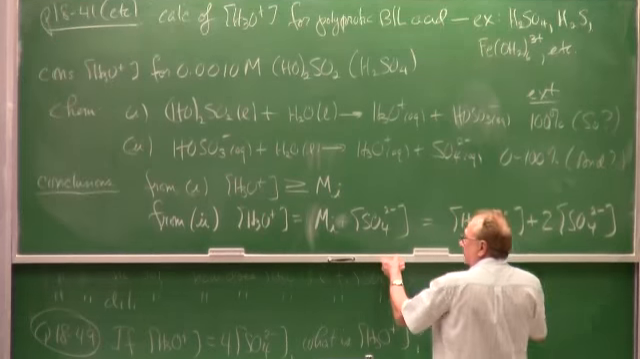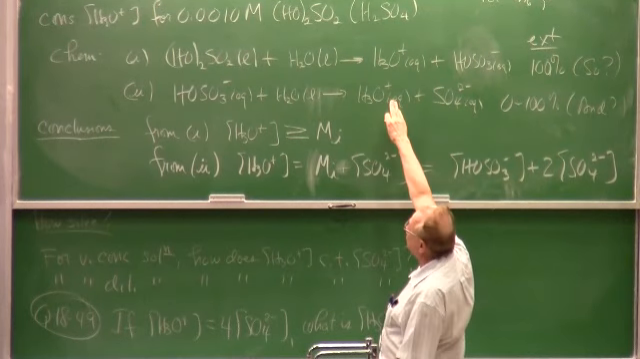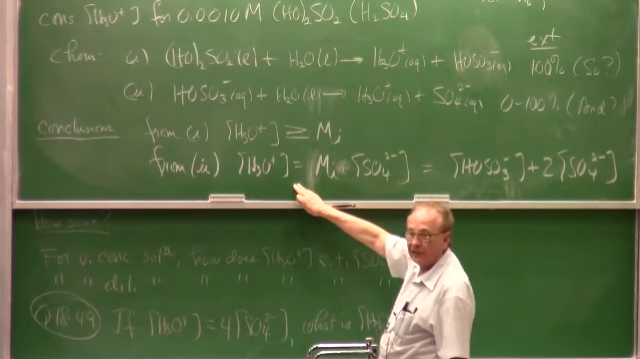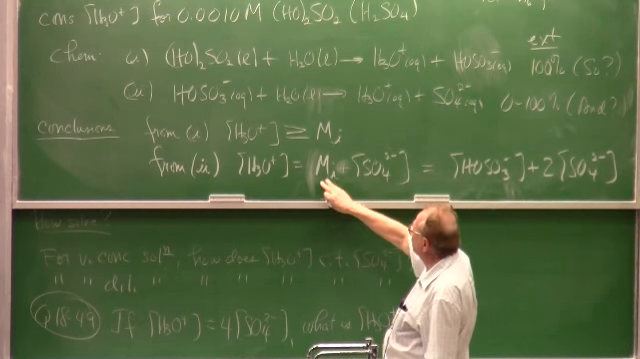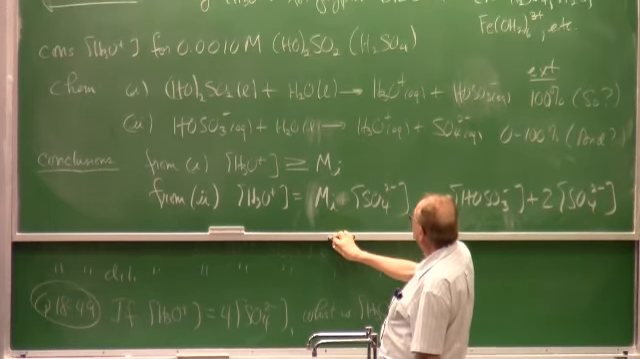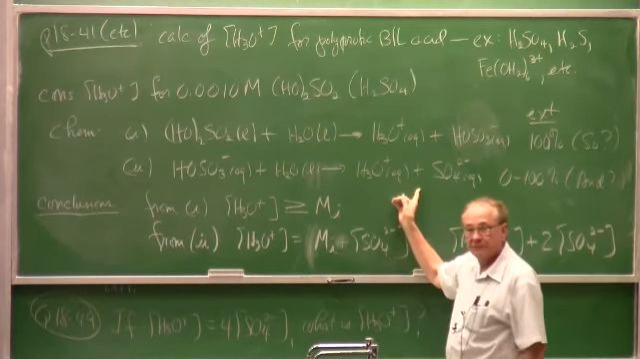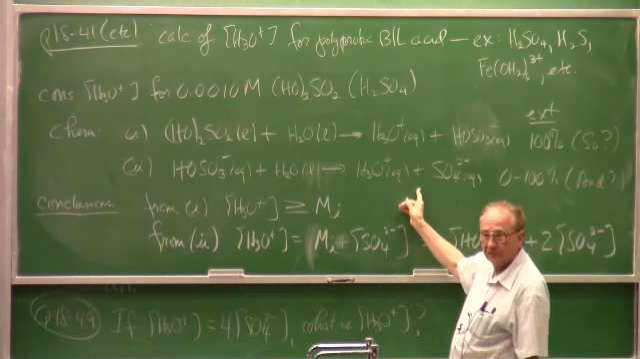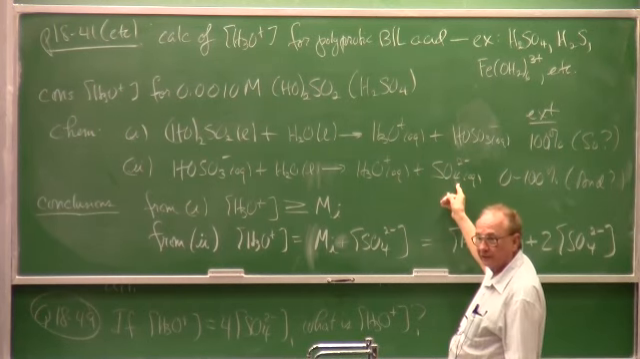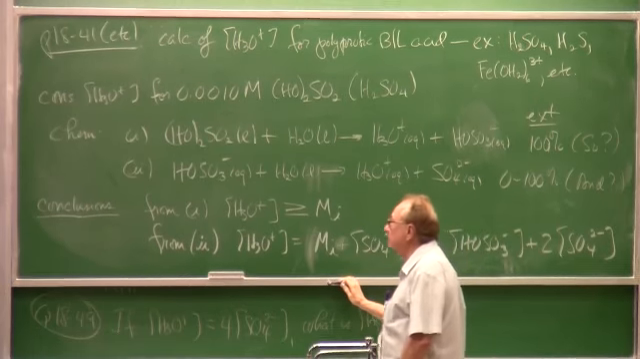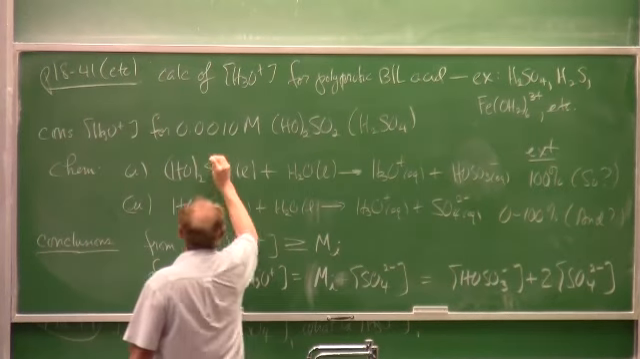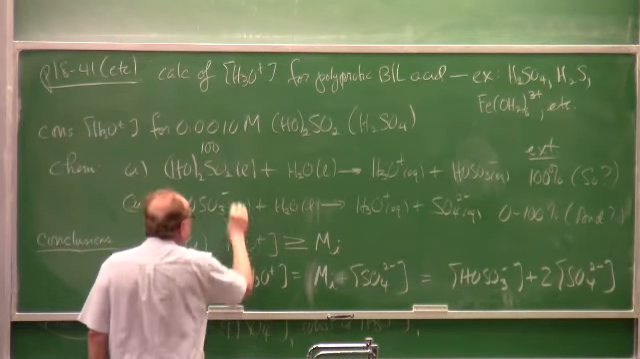Okay? So that's what we concluded from reaction 1, and from reaction 2, we now know that the hydronium ion molarity is M sub I plus what we get from reaction 2, which is the same as the sulfate ion molarity. Example. Let's imagine I start off with 100 of these molecules.